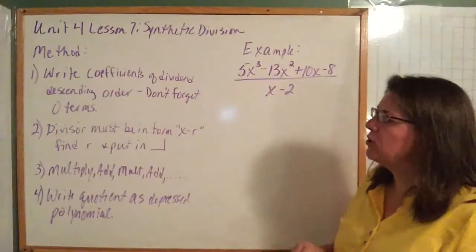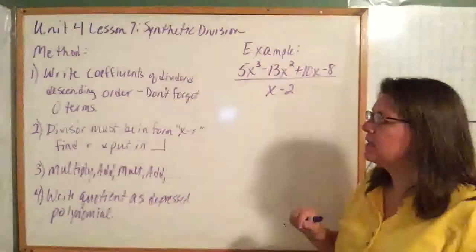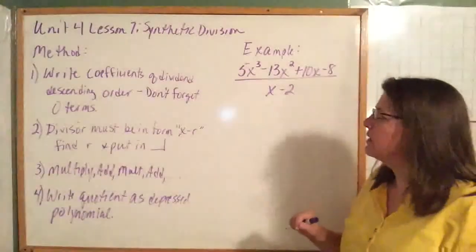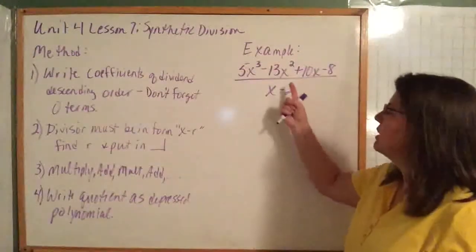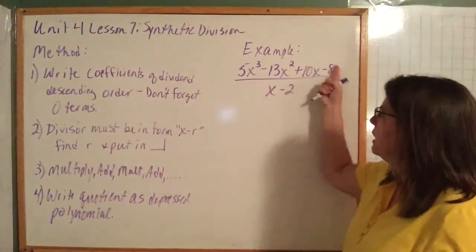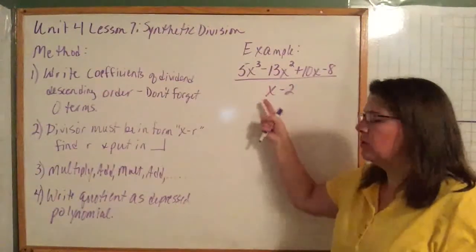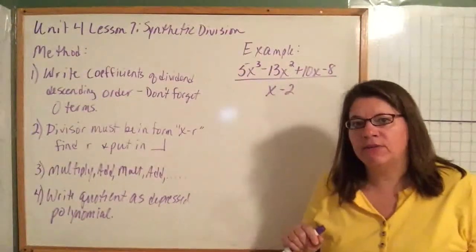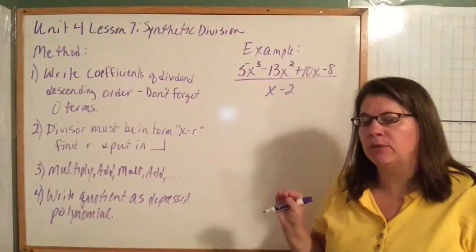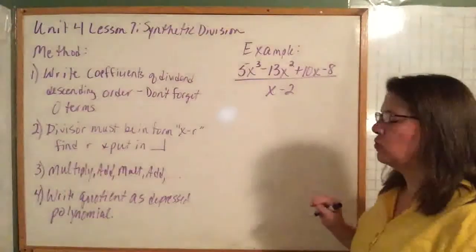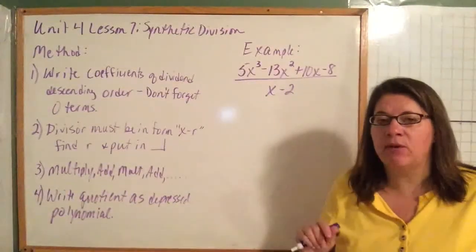The first thing we're going to do is write the coefficients of the dividend in descending order, and don't forget the zero terms. So here's an example. We've got a polynomial here, and we've got it divided by a binomial here. With synthetic division, you are always going to have a polynomial divided by a binomial. I don't know that synthetic division works otherwise. I've never seen it done that way.